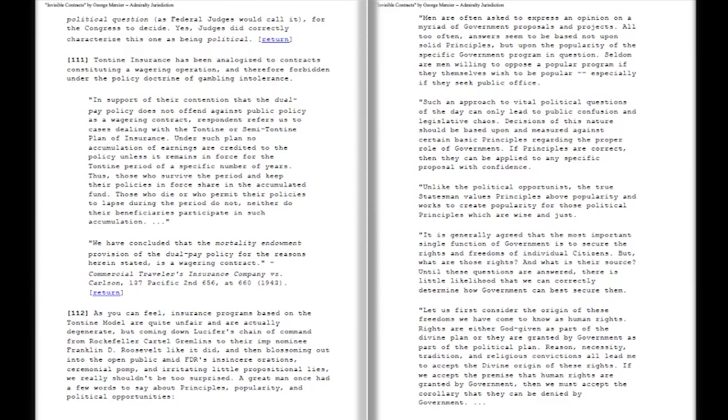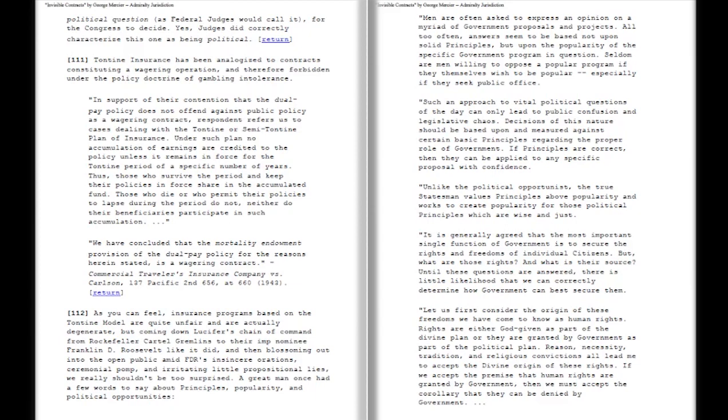Return 112. As you can feel, insurance programs based on the tontine model are quite unfair and are actually degenerate, coming down Lucifer's chain of command, from Rockefeller cartel gremlins to their imp nominee, Franklin D. Roosevelt, like it did, and then blossoming out into the open public amid FDR's insincere orations, ceremonial pomp, and irritating little propositional lies. We really shouldn't be too surprised.